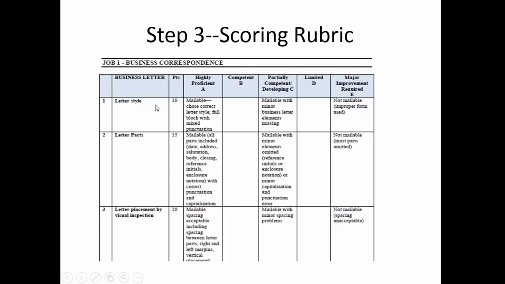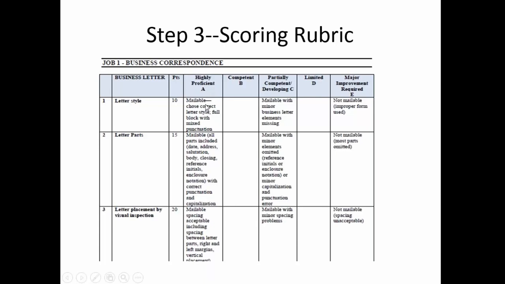And here's the rubric that I create, and I'm going to show you how this works. You have highly proficient, competent, partially proficient, limited, and major improvement required. Notice that this is writing a business letter. So I'm going to first grade, did they use the right style? And do you see points? Now in my world, one of the things that I suggest is that 25 is the most points anything can get, and then it has to be in increments of 5. So this is a 10-pointer, it can be a 15-pointer, it can be a 20-pointer, but 25 is the most.